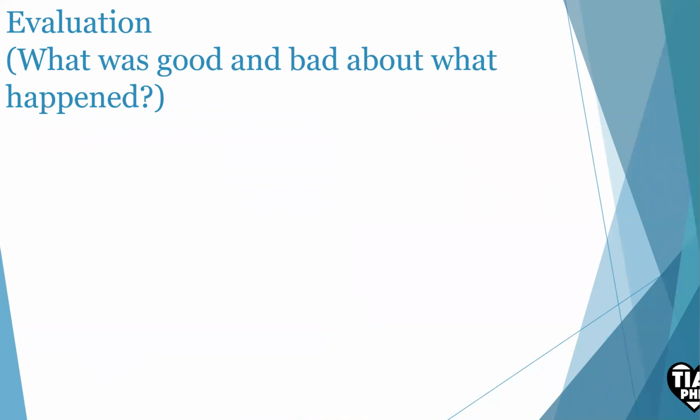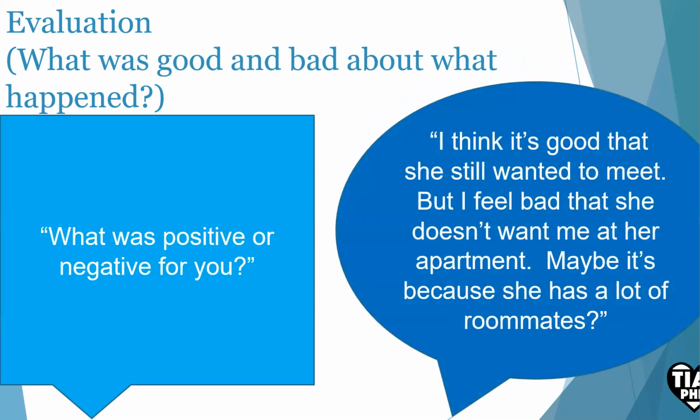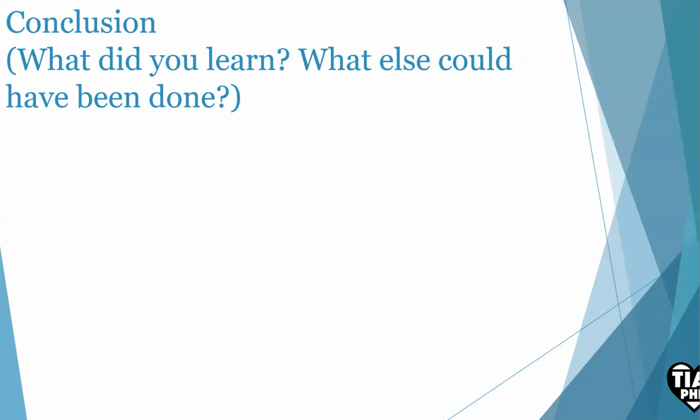Next, we move to evaluation. What was good and bad about what happened? So the supervisor asks, what was positive or negative for you? And the home visitor replies, I think it's good that she still wanted to meet, but I feel bad that she doesn't want me at her apartment. Maybe it's because she has a lot of roommates. You can see how they're both exploring this in a much more open fashion rather than assuming.